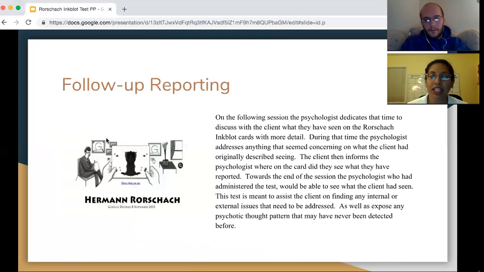Towards the end of the session, the psychologist who had administered the test will be able to see what the client had seen. This test is meant to assist the client on finding any internal or external issues that need to be addressed, as well as expose any psychotic thought pattern that may have never been detected before.